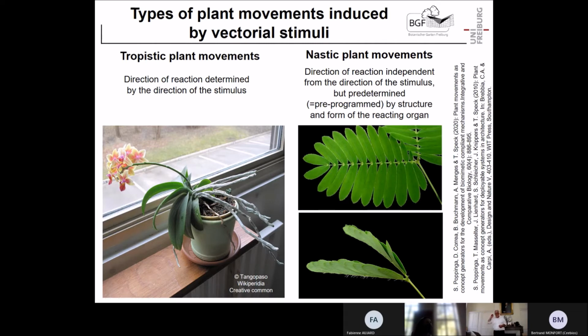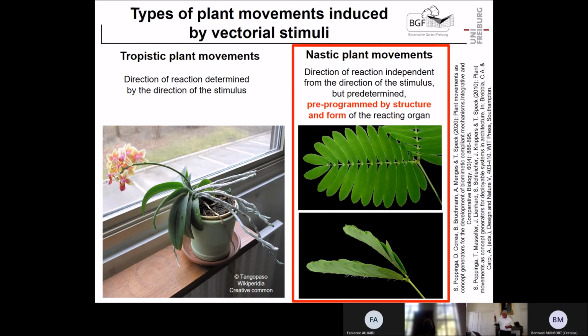Nastic plant movements always make the same movement independent from the direction of the stimulus. They are pre-programmed, predetermined by the structure and the form of the reacting organ. And this makes them very interesting for technical devices, because you want a technical device which always does the same if a stimulus comes. If you push the gas in your car, you want the car to accelerate. You don't want the car to turn around or whatever. And this is easy for us. Therefore, first we looked at nastic plant movements. I will give you an example where we also try to combine nastic and tropistic movements in our system.